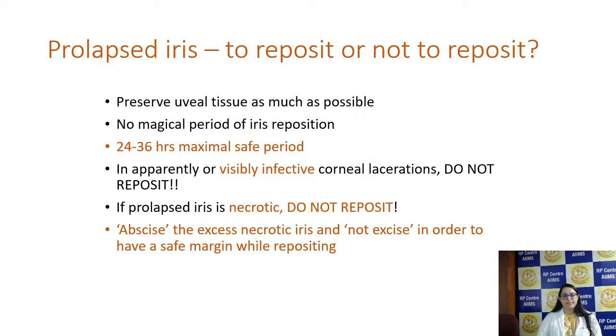Now coming to prolapsed iris, to take a decision whether to reposit or not to reposit, we must preserve the uveal tissue as much as possible. There is no magical period of iris reposition. However, 24 to 36 hours is considered the maximal safe period for iris reposition.